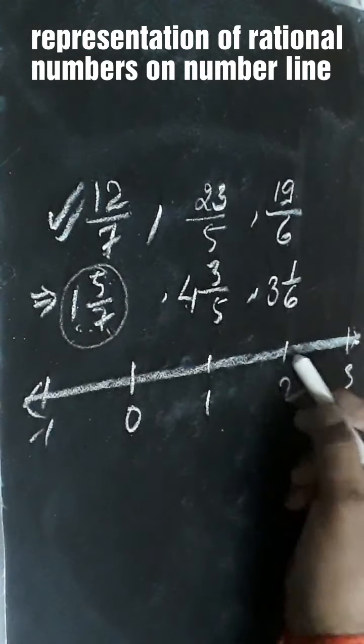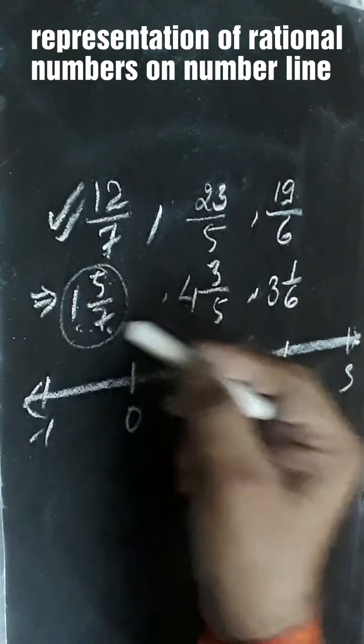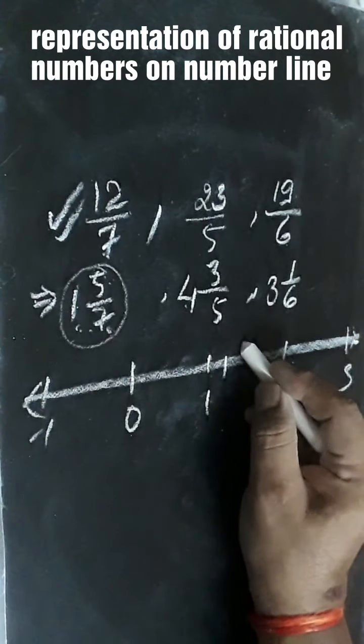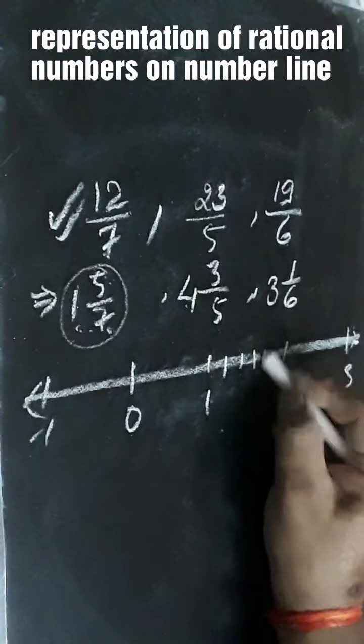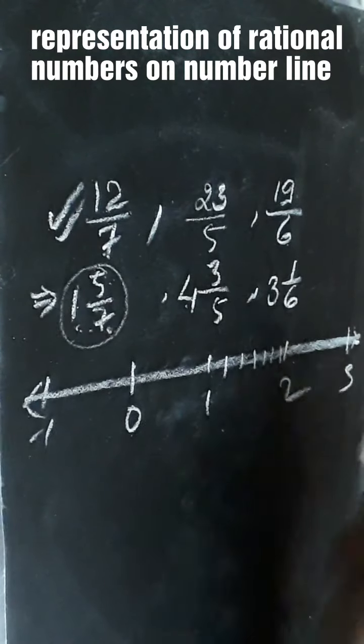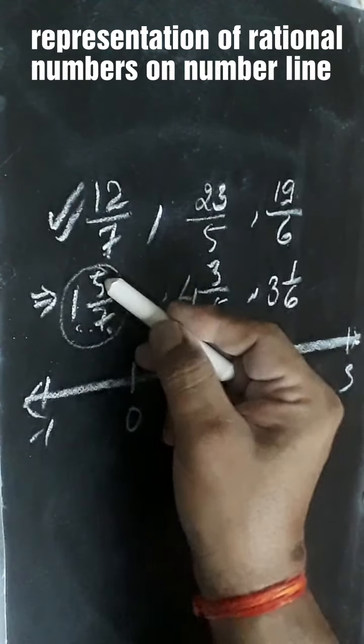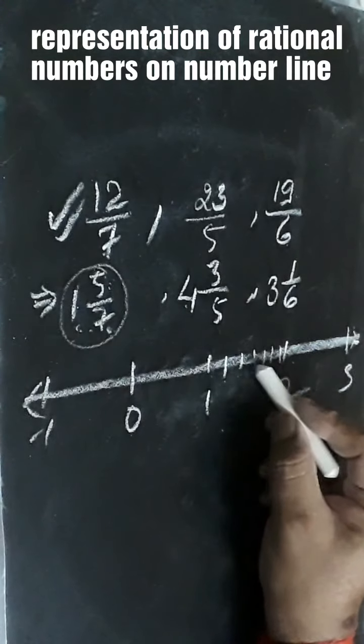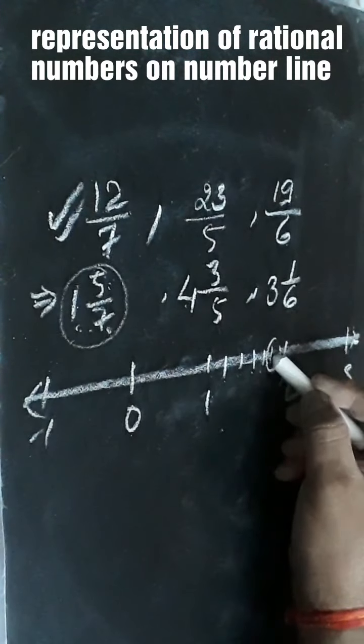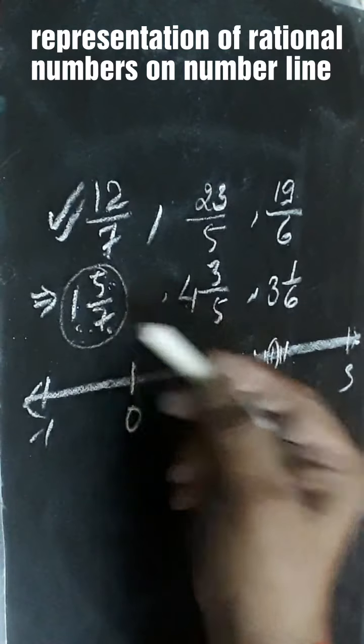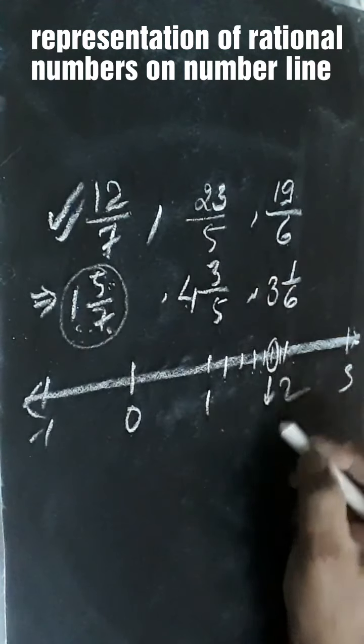Between 1 and 2 it will lie, and we will divide this into 7 equal parts: 1, 2, 3, 4, 5, 6 and 7. The numerator we have is 5, so 1, 2, 3, 4 and 5. This will represent 1 whole number 5 by 7, or 12 by 7.